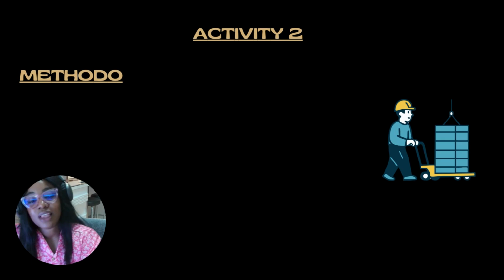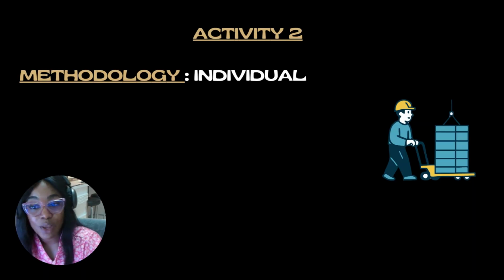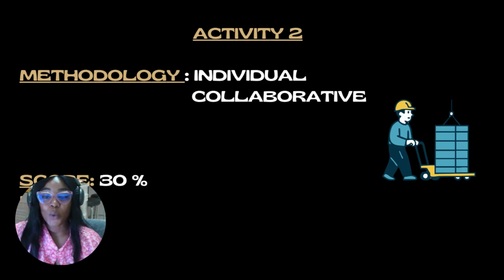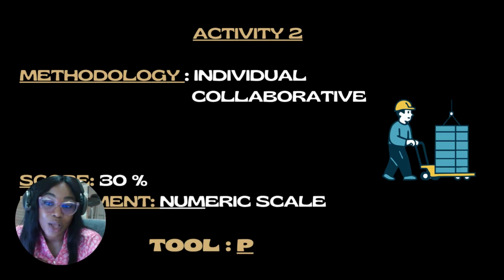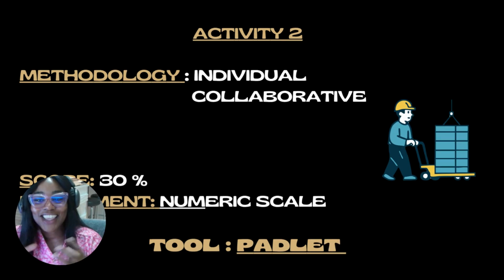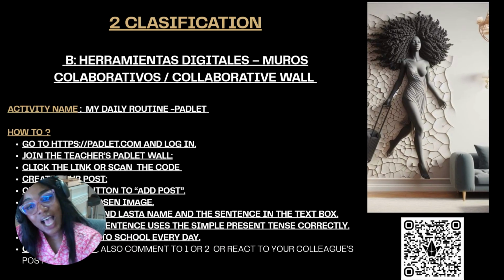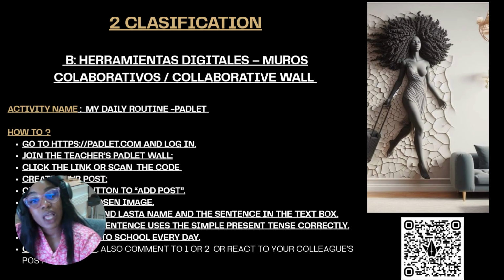Now we have the second activity, which is an individual one as well as collaborative. What does collaborative mean? It means that each student will work on one big page that will be created by one of our teachers, and they will add information there. The tool that we're going to be using is called Padlet, all right? And the activities are right here on this board.